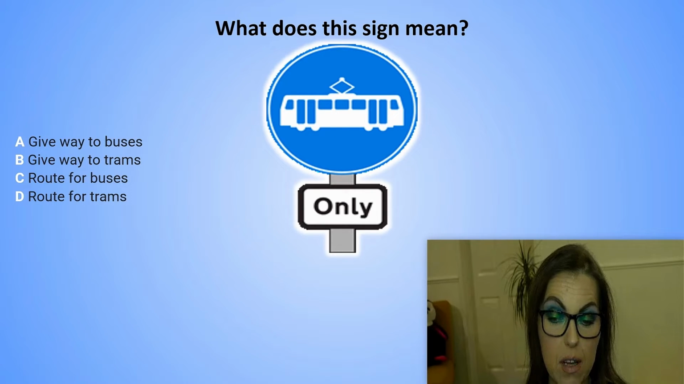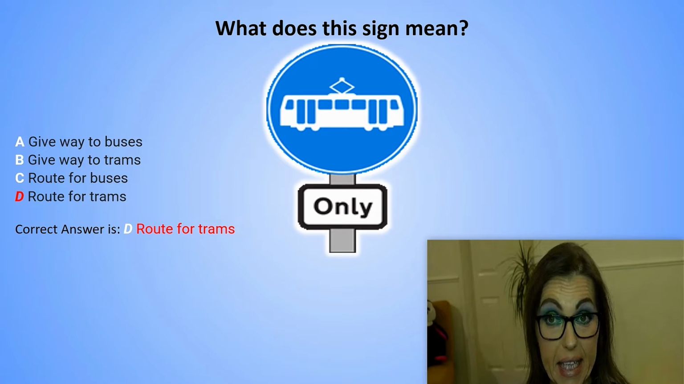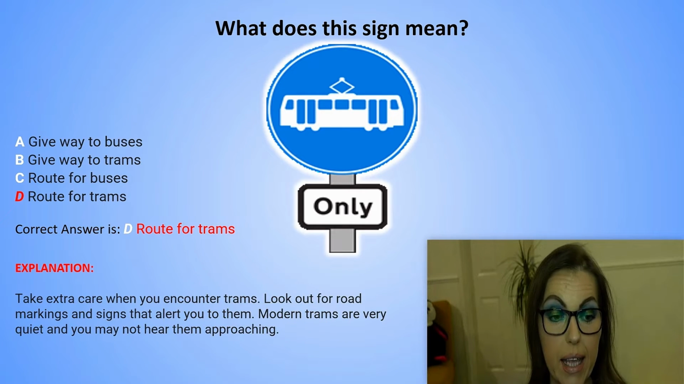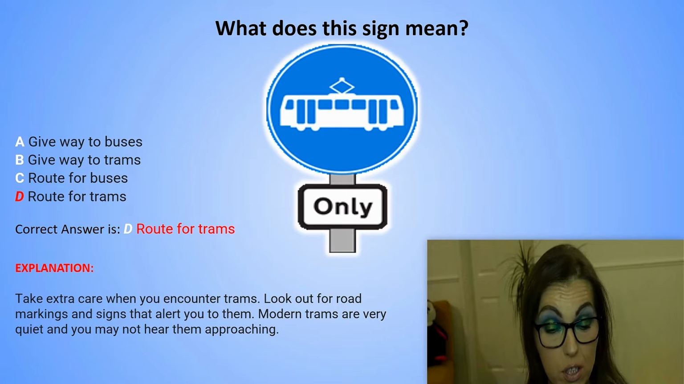5, 4, 3, 2, 1. The correct answer is D. Route for trams. Explanation. Take extra care when you encounter trams. Look out for road markings and signs that alert you to them. Modern trams are very quiet and you may not hear them approaching.